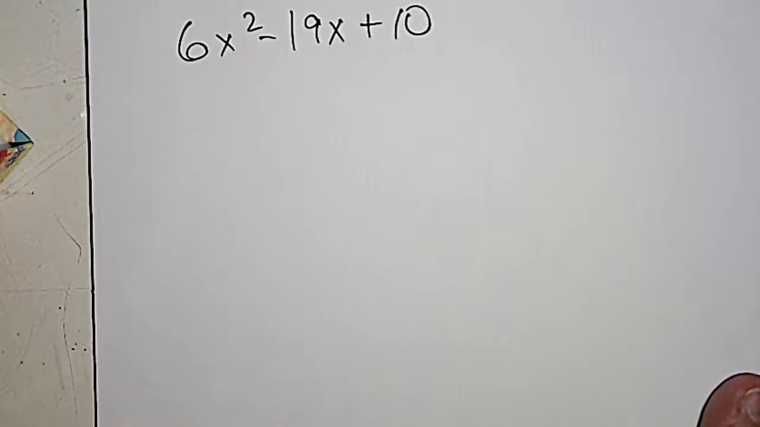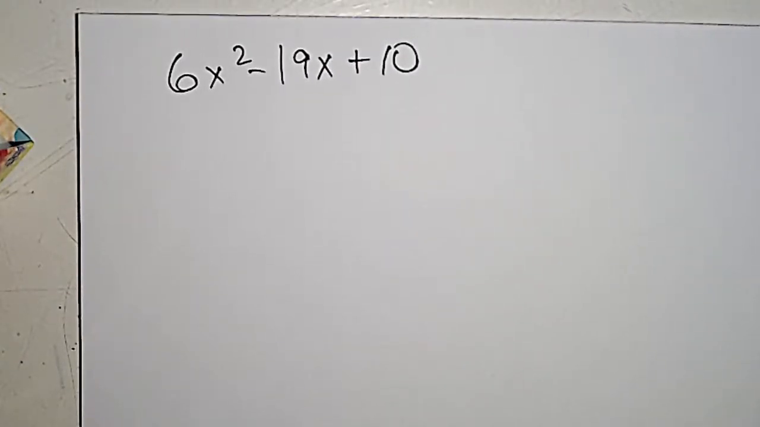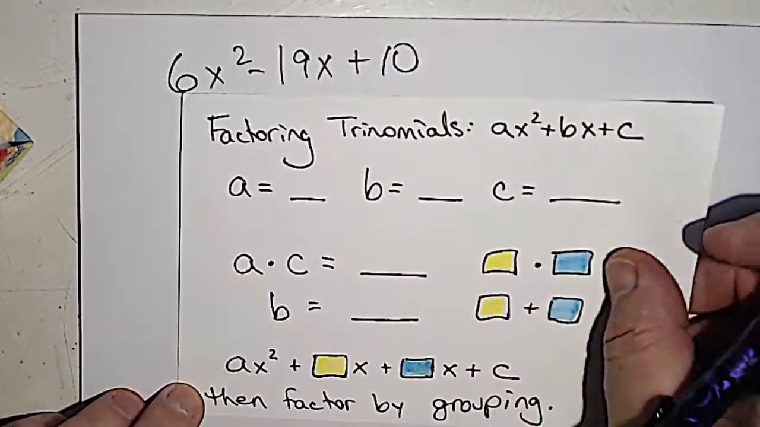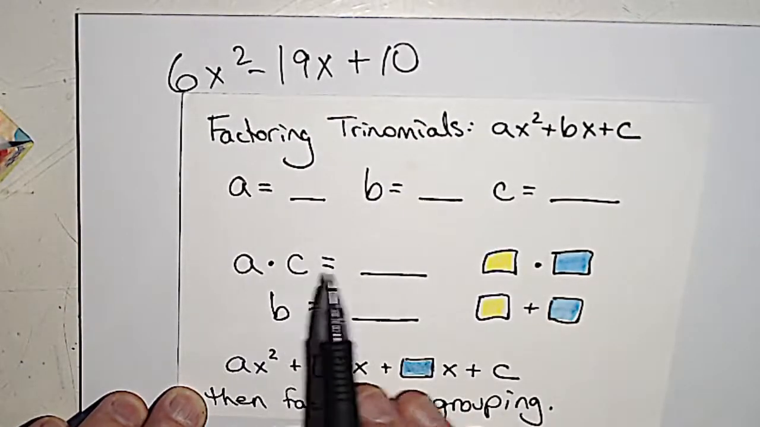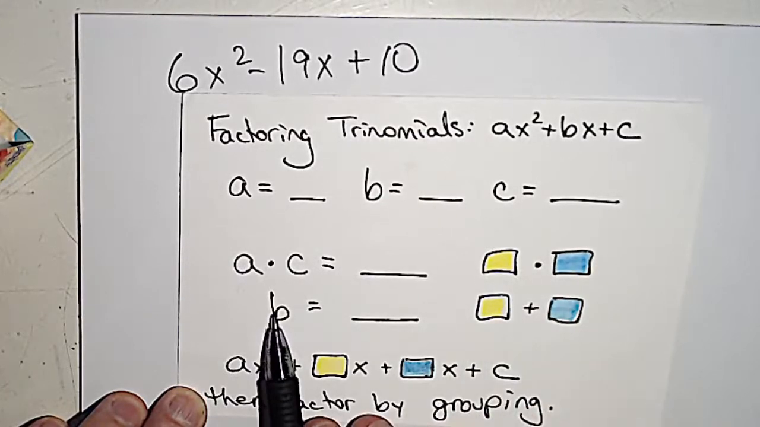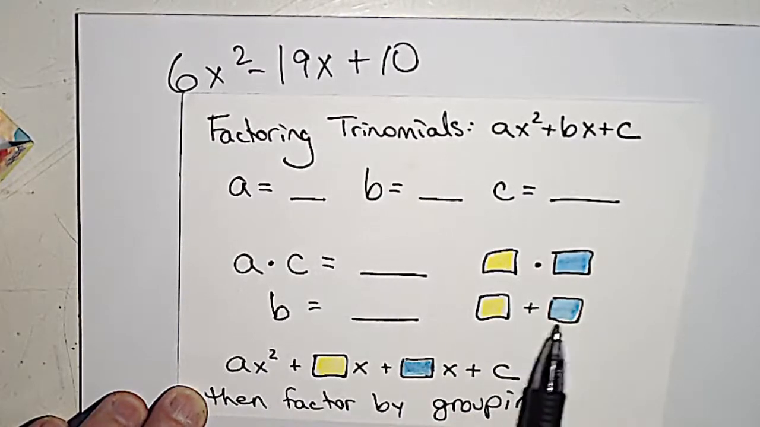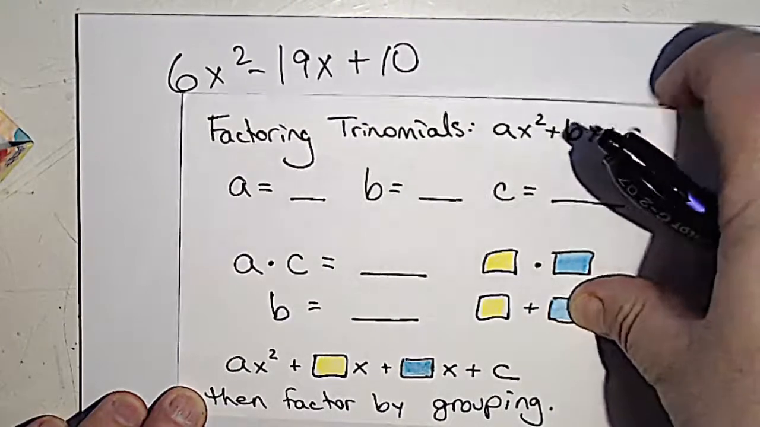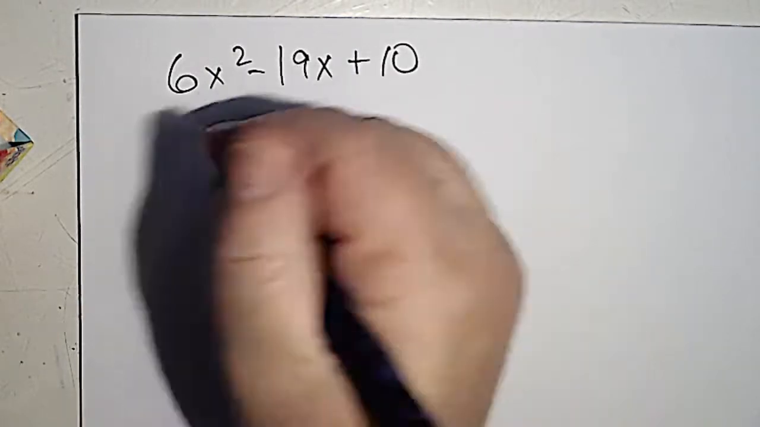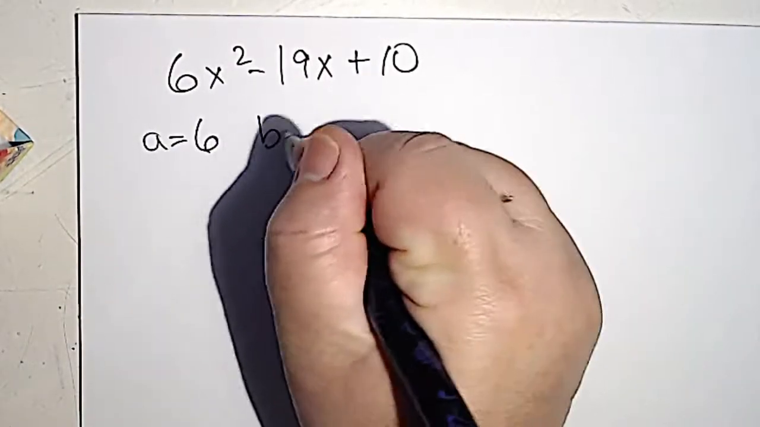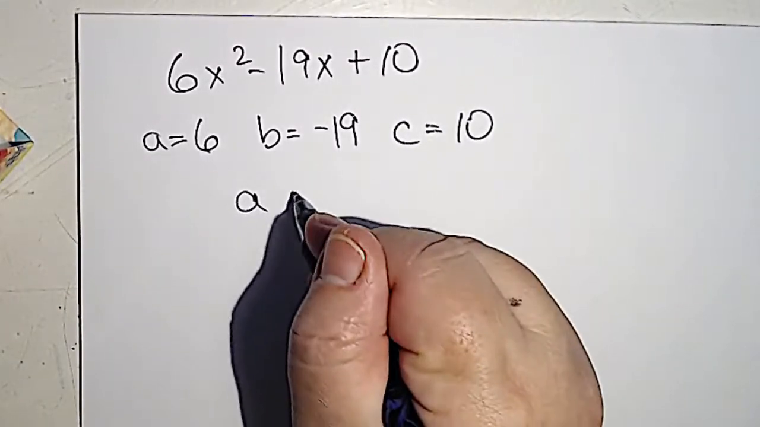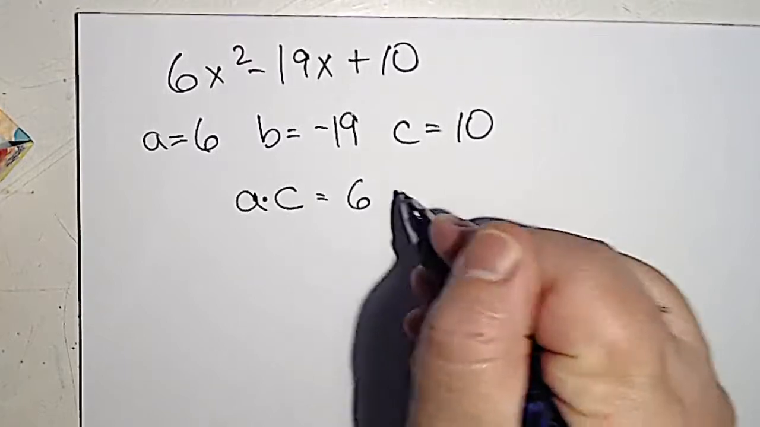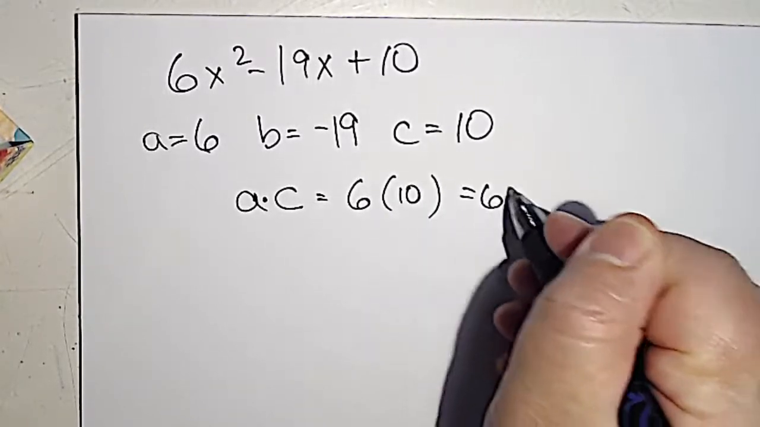Okay, so again, I'm going to show you this little handout that I made. You want to find A, B, and C. You multiply A and C, that gives you a product. You look at B, that's going to give you the sum. And then you split up the polynomial. A equals 6, B equals negative 19, C equals 10. A times C is 6 times 10, which is 60.